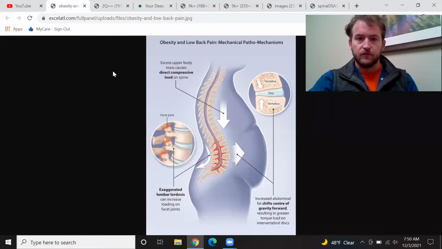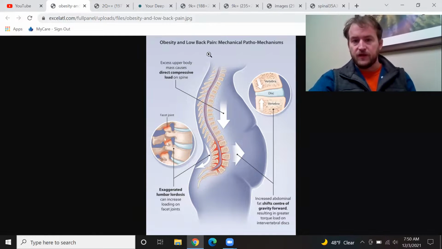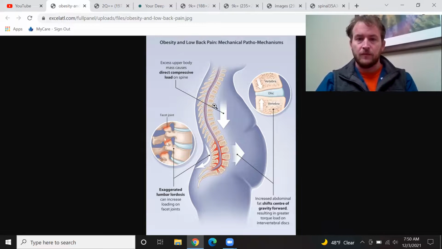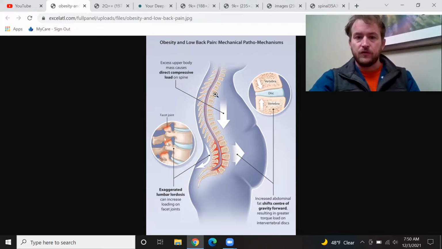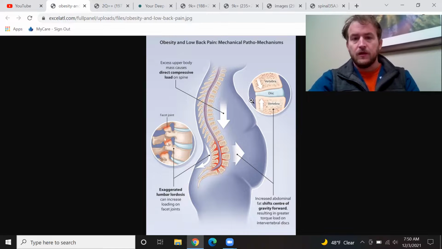So where's my other picture? So I found this picture. I thought this was good. This is a good visual of what obesity can do to your low back, and particularly the forces. Again, I just Google searched for overweight and low back pain, and this image came up.